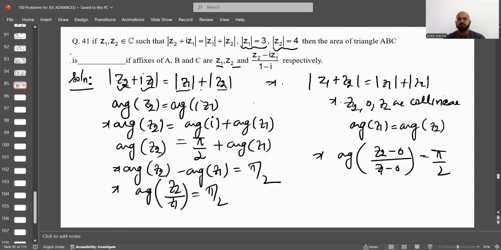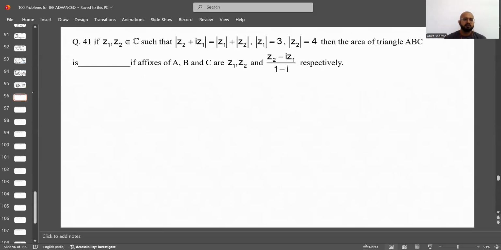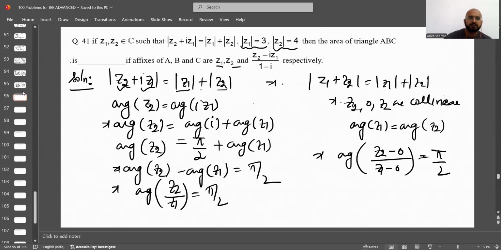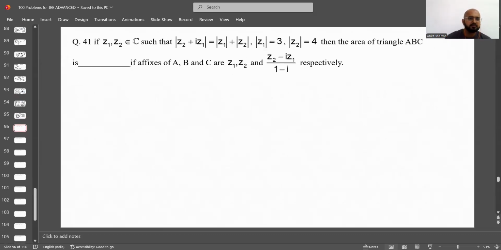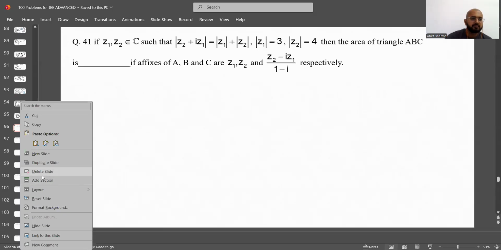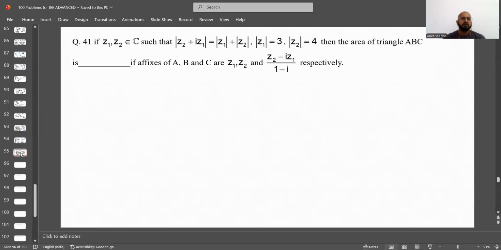So argument of z2 minus 0 over z2 minus z1 is nothing but pi by 2. That means if I take this, what? So try to remove the slide itself. So now we have, it will be somewhat like this.